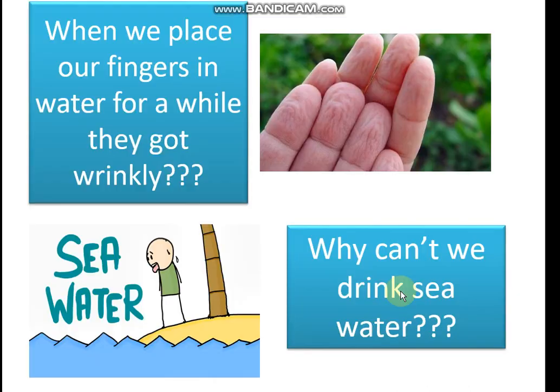Now I'm sure you will be able to answer these questions. The first is, what happens when we place our fingers in water for a while? They get wrinkled. Okay? So why do they get wrinkled? Now I'm sure you know the answer. The answer is osmosis. Similarly, if some person is on an island and there is no water, the person can't drink the sea water. Why? You all know the answer.